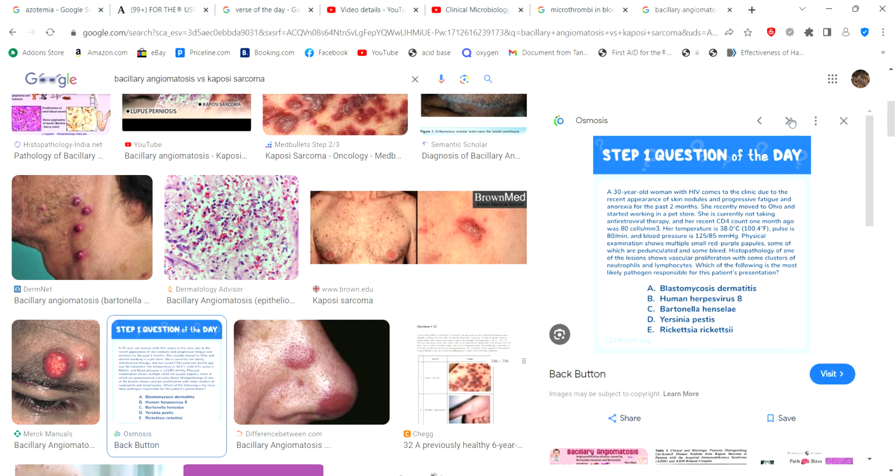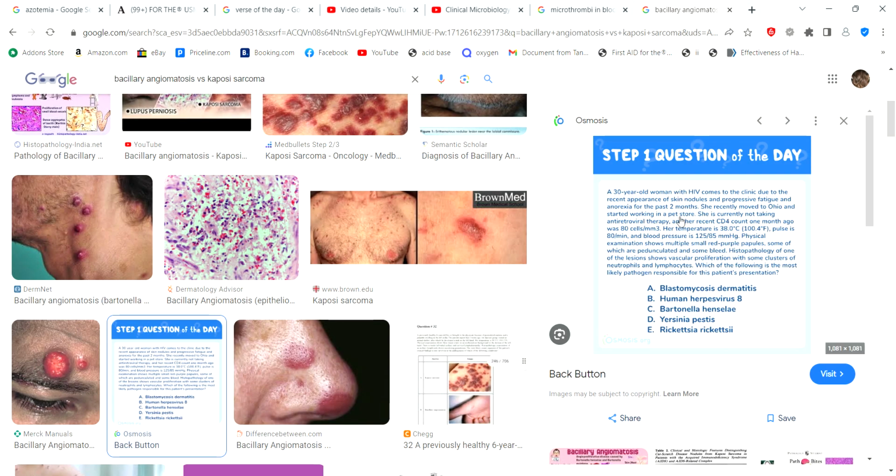Yeah, this is human herpes virus 8. I believe so, because CD4 is super low. This is an AIDS patient. Kaposi sarcoma is what it is. I think the question here is about some clusters of neutrophils and lymphocytes. I really hope that's the answer, because I remember a UWorld question talking about this.